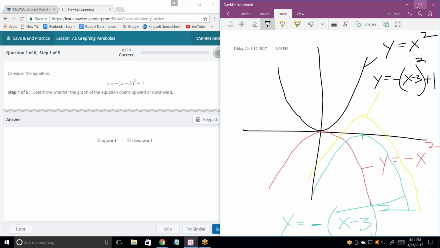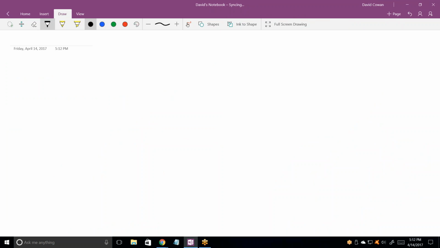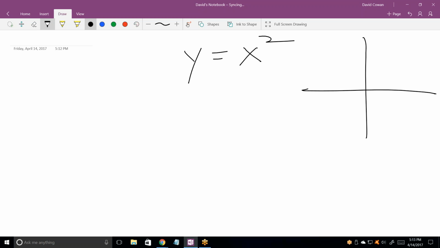So let's talk about these transformations, because these are kind of important. Let me go through all the various transformations that you can do. If this is our standard function, what's called the parent function, it's always a good idea to know what the parent functions look like.